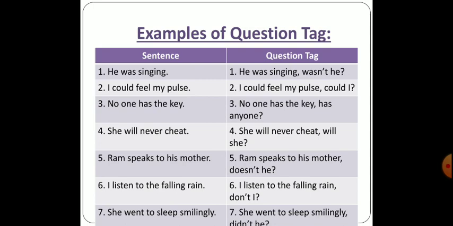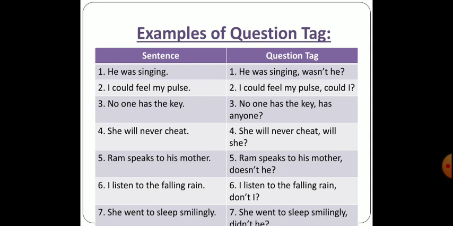The second sentence, "I could feel my pulse." You can see that this sentence is positive. When we change it into a question tag, it will be "I could feel my pulse, couldn't I?" The next one, "No one has the key." You'll be writing that sentence again: "No one has the key." Now you can see over here, "no" is mentioned, so the sentence is negative. And you will be putting a positive one. So you'll be writing, "has anyone?"